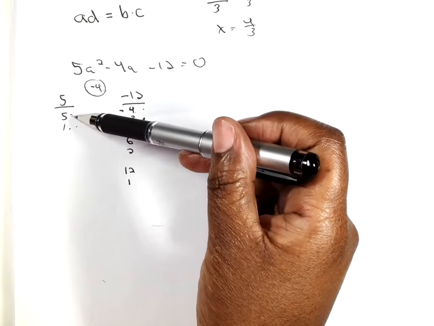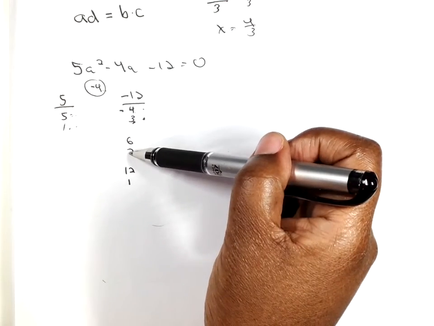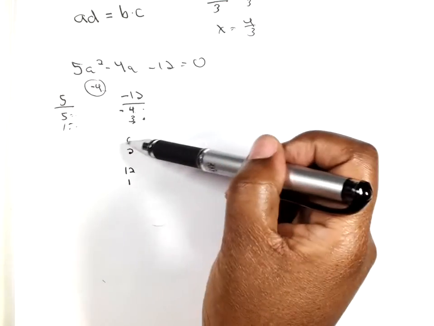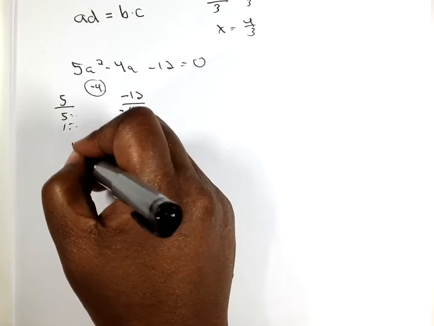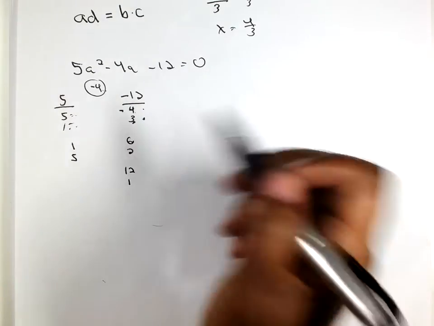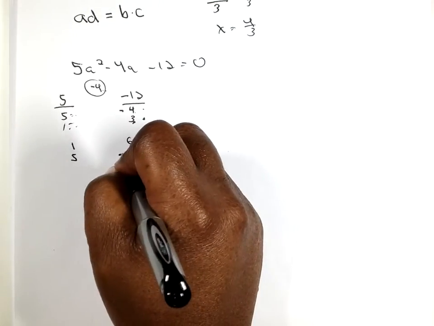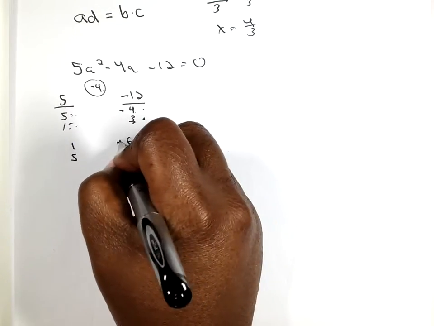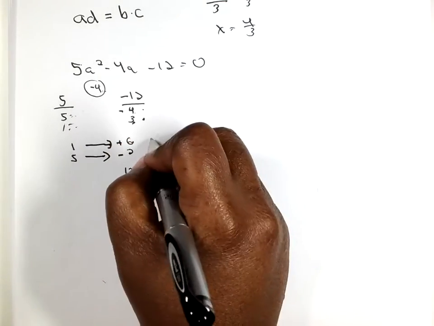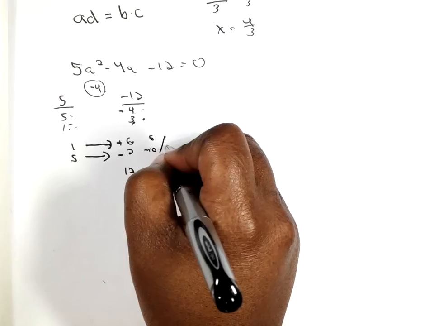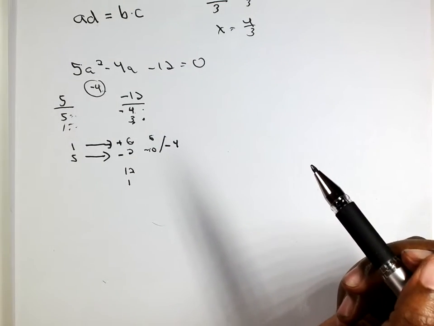So I'm going to go down to this one. I'm going to do 5 times 2, which is 10. And 1 times 6 is 6. So let me write it this way, because I want the 10 and 6. I want it to be a negative 4, so I'm going to put the negative in front of the 2. So if I do 1 times 6 and 5 times negative 2, that would give me 6 and negative 10, and those two add up to a negative 4, which is what I need for my middle term.